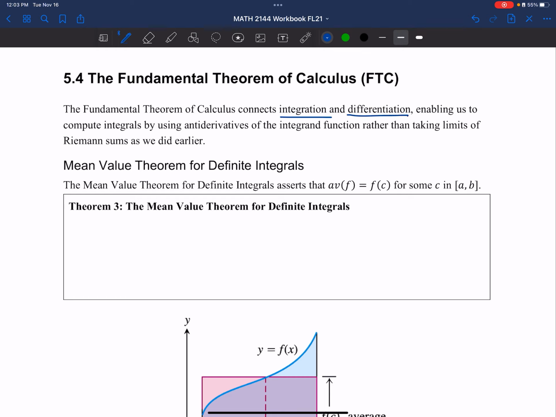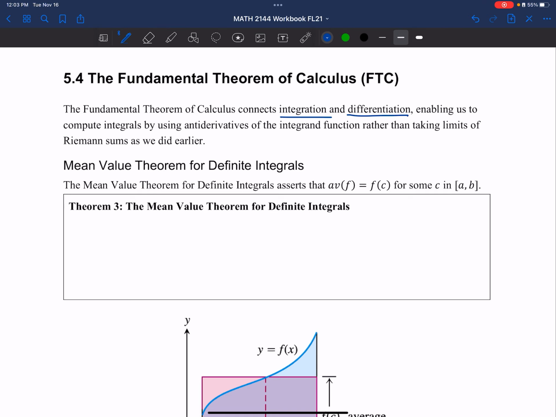It is going to enable us to compute integrals by using antiderivatives of the integrand function rather than taking the limits of the Riemann sums as we did earlier. I know you all enjoyed that long process of working with the limit of Riemann sums and trying to be like, okay, where's the formula for the first n squares being added together, et cetera. Those ideas will show up a lot in Calculus 2 with sequences and series and just the ideas of convergence. But the antiderivative will allow us to shortcut many of those ideas.